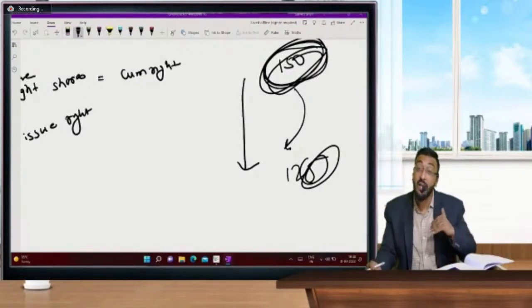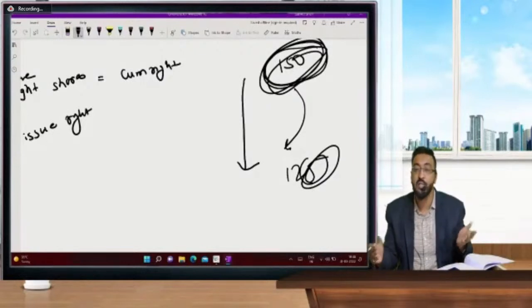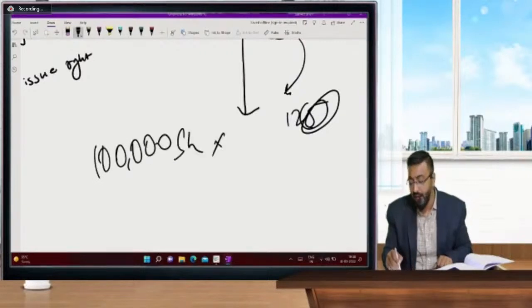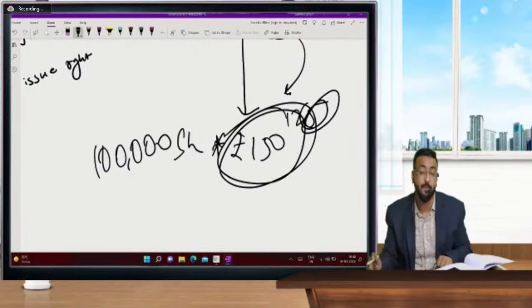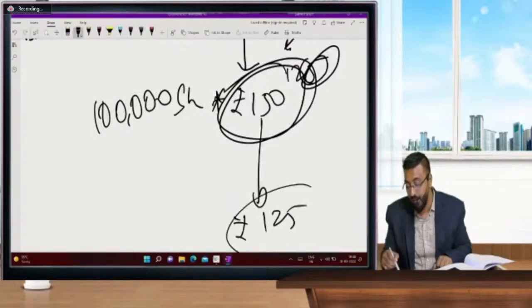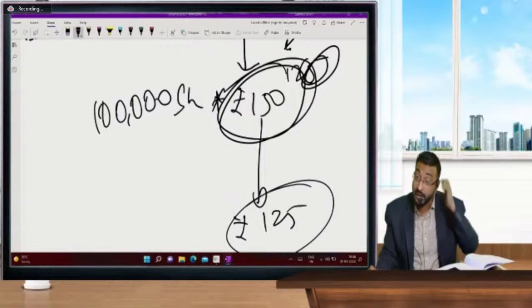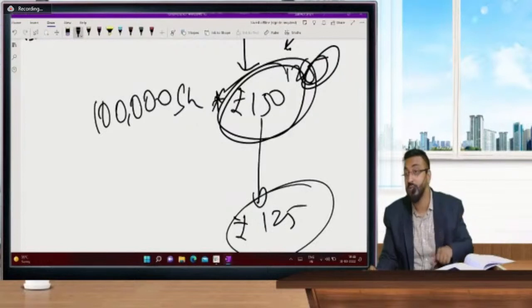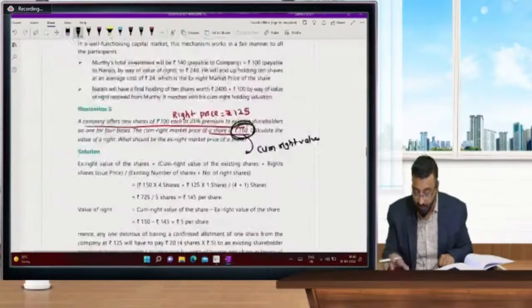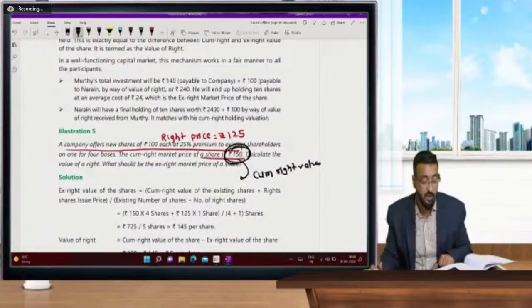The price before right shares came, obviously the supply in the market was not more. There were 1 lakh shares in the market, and the price of 1 lakh shares will be 150. 150 before right shares, and after right shares your price comes down to 125. 125 will be your market price. Why? Because, beta, supply increases, therefore the price goes down. And this 150 is called the cum right price. So in the question you can write this is the cum right price, 150 rupees.